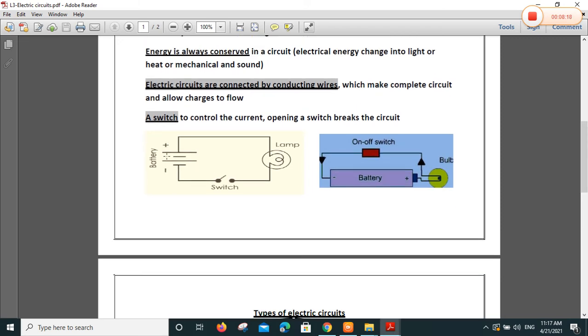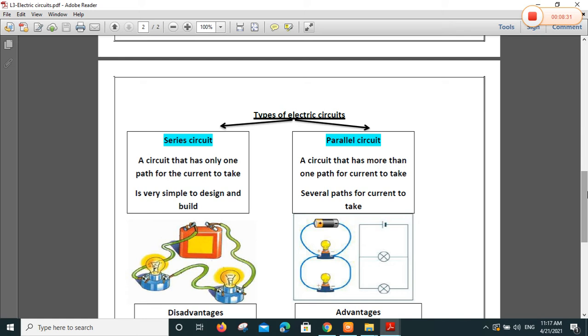Battery, look, battery, this is the source. Look at the switch, and look at the lamp, which is a device that allows current to flow through it. We have two types of electric circuits, as I told you. Electric circuits in which the components are connected in a series way, in this case, I can say this is a series circuit.